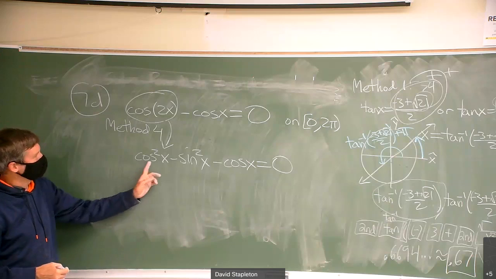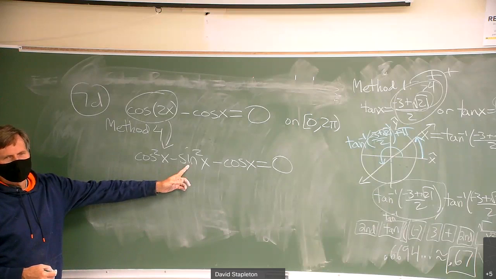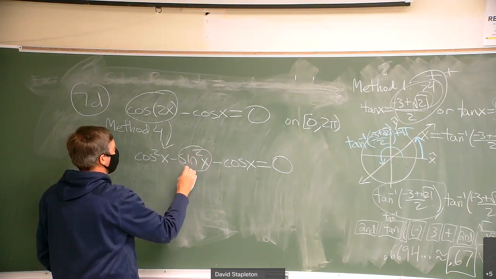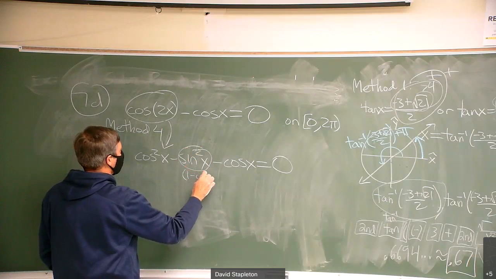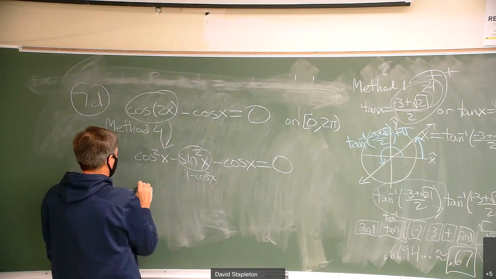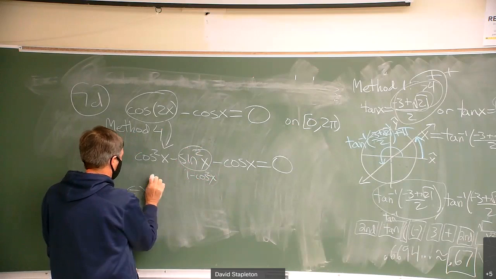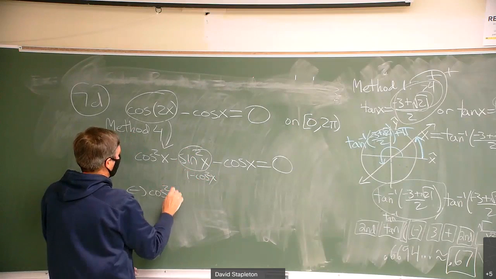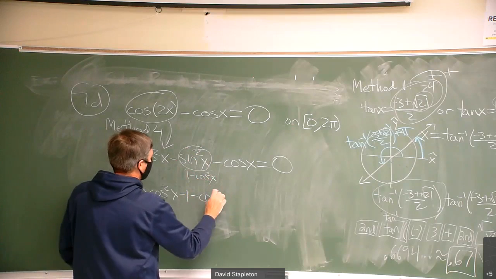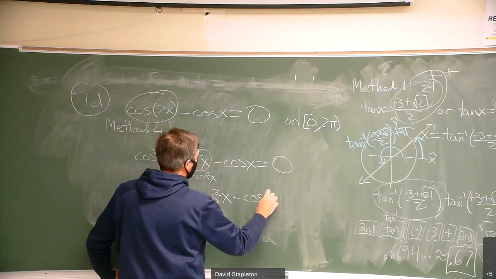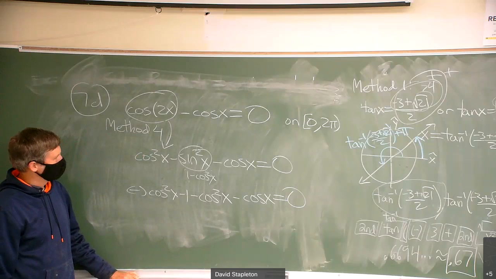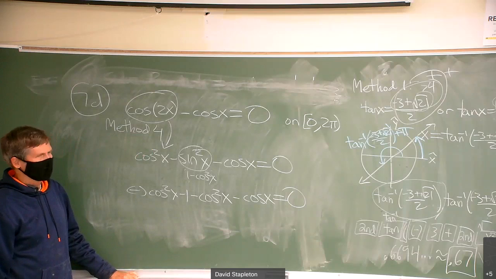Remember, if I've got more than one trig function, I get rid of it with an identity, right? I'll replace sine squared with 1 minus cosine squared. Put this in parentheses. People who leave out their parentheses, this is what they do in the next step. They say, oh, this is cosine squared x minus 1 minus cosine squared x minus cosine x equals 0, and that's wrong. What did I do wrong?